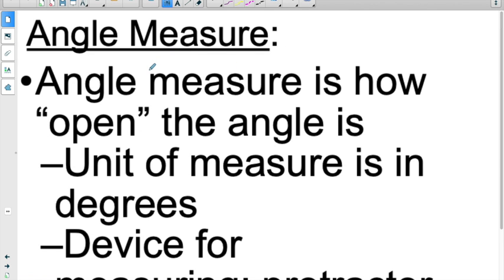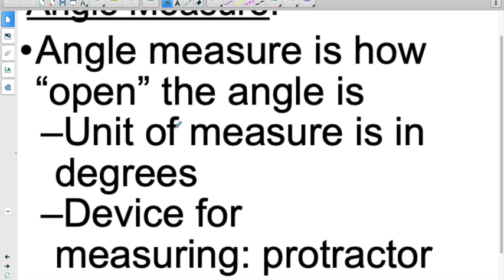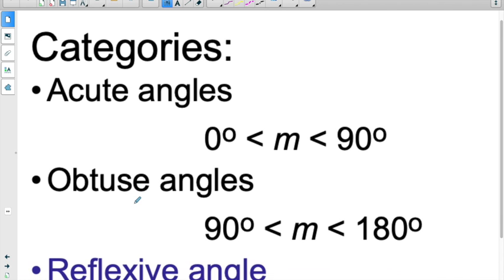Angle measure. And what is an angle measure? It's literally telling you how open something is. The measure of openness, it's measured in degrees. And whenever you measure an angle, you use a protractor. And I'm going to show you what that looks like in a couple minutes. So there's a couple different categories of angles. Angles are measured in degrees.